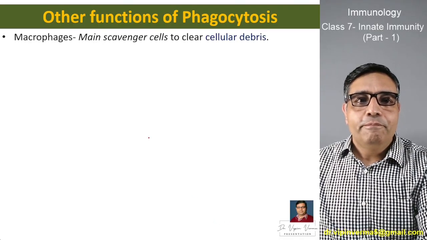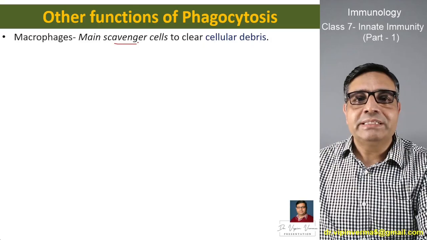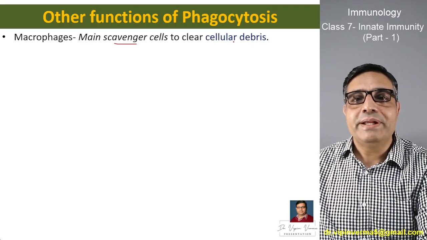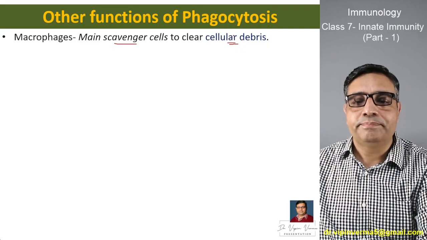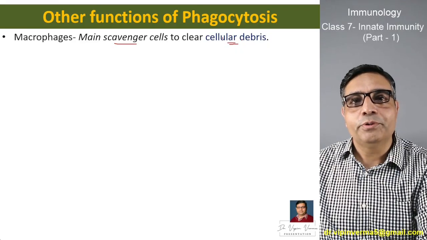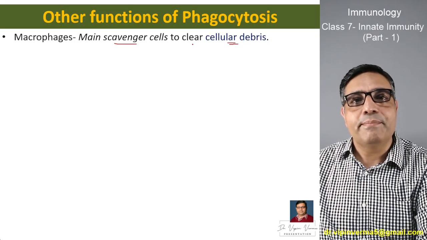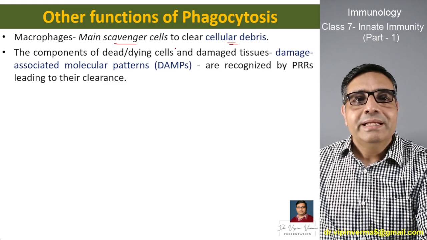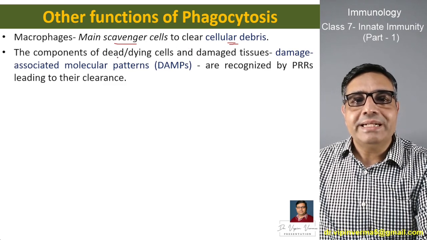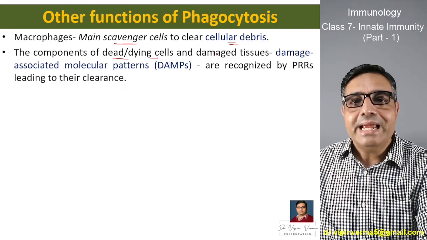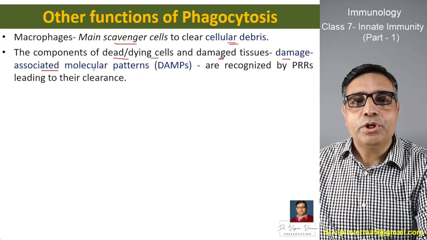now macrophages are the main scavenger cells to clear the cellular debris also, right? So we have a lot of cellular debris during the growth or during the metabolism. So macrophages are the main cells to clear the cellular debris also. Now it recognizes the components of the dead or dying cells and the damaged tissue, and these we call damage associated molecular patterns. We call them DAMPs.